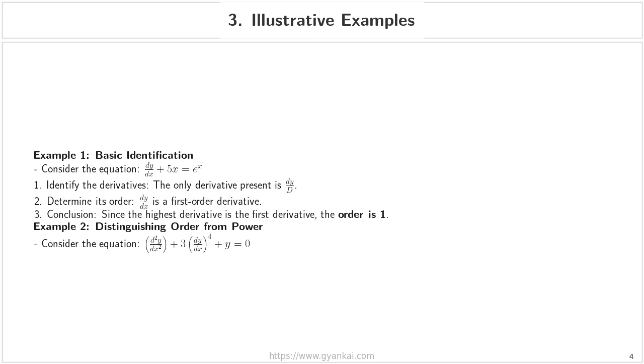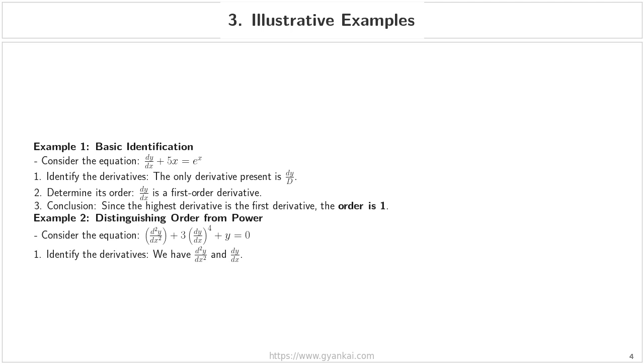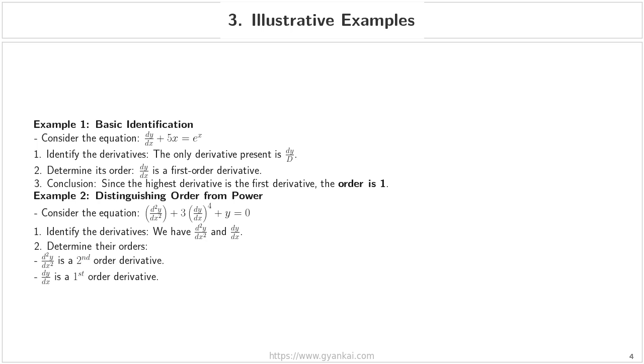The second derivative of y with respect to x plus 3 times the first derivative of y with respect to x, all raised to the power of 4 plus y equals 0. Let's break it down. First, we identify the derivatives present. We have the second derivative of y with respect to x and the first derivative of y with respect to x. Next, we determine their individual orders.